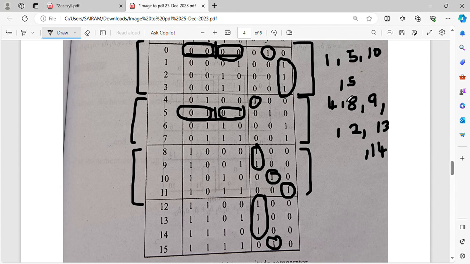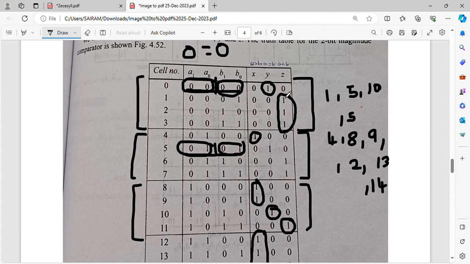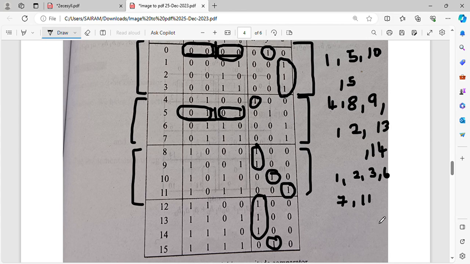And for A lesser than B, it is nothing but cells 1, 2, 3, 6, 7 and 11; all of these are 1. Try to remember the cell numbers, and then writing becomes easier.